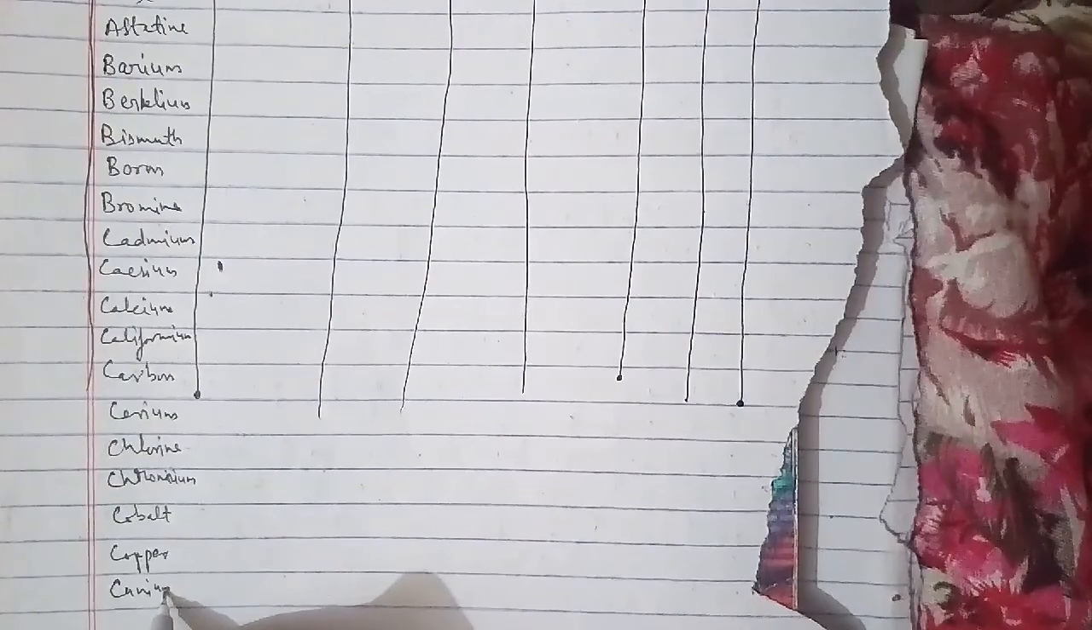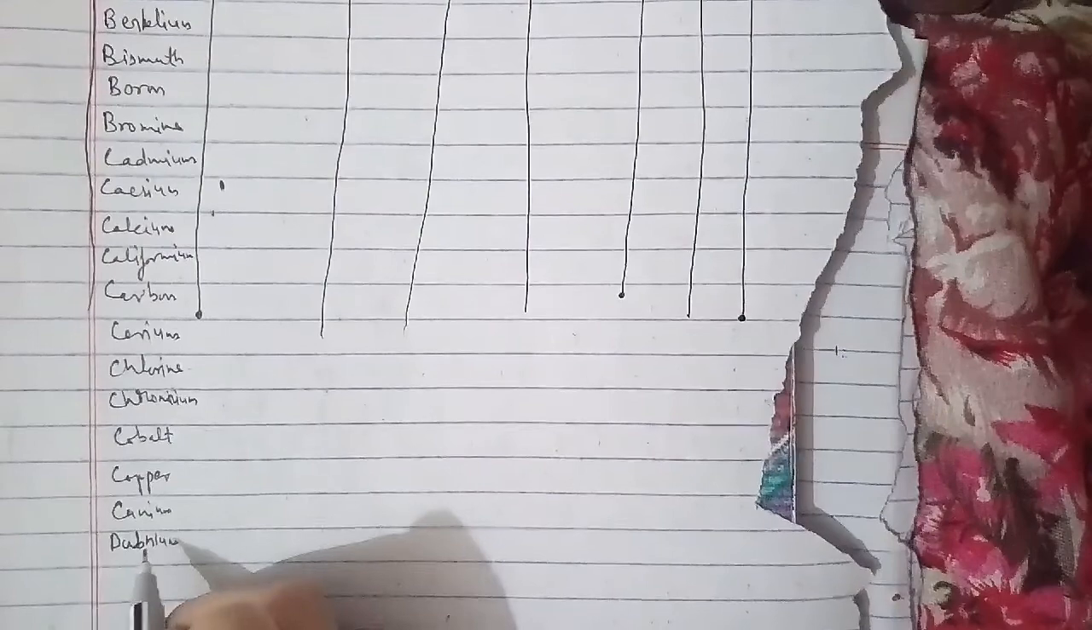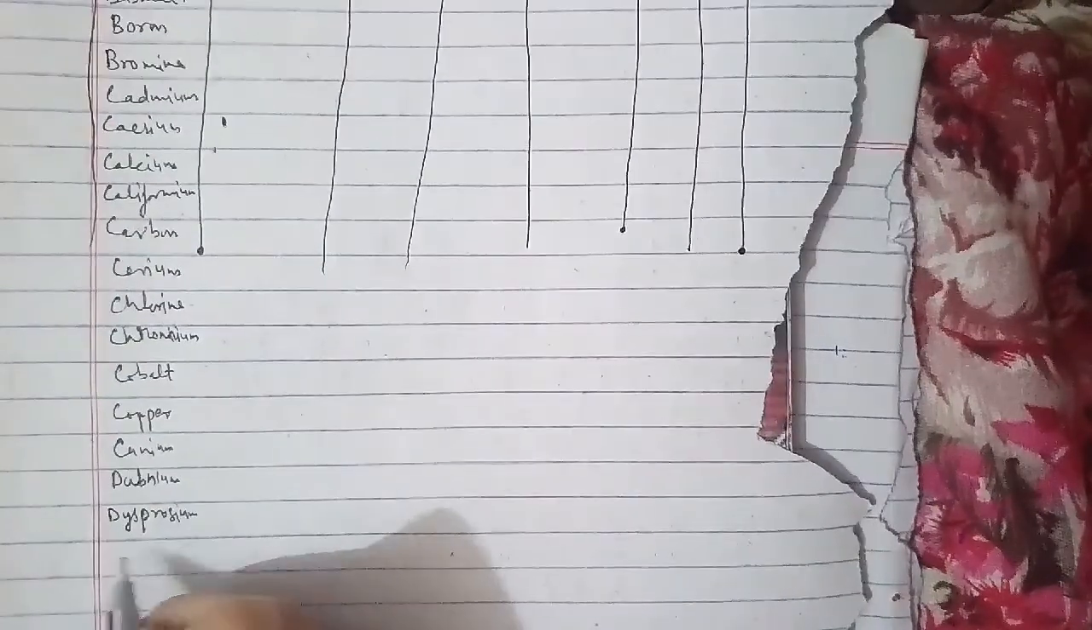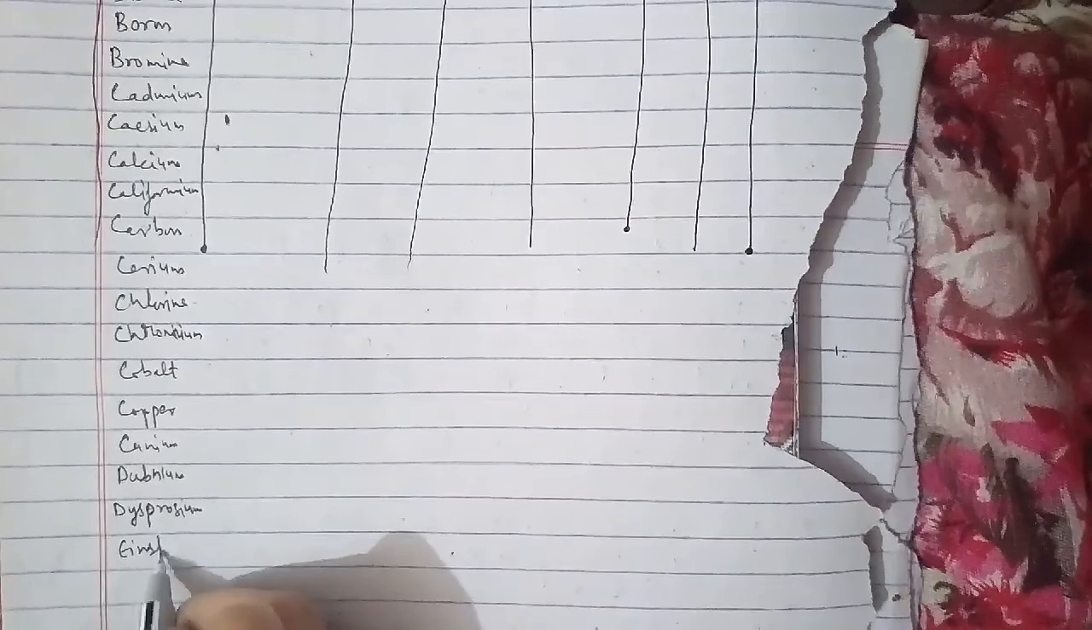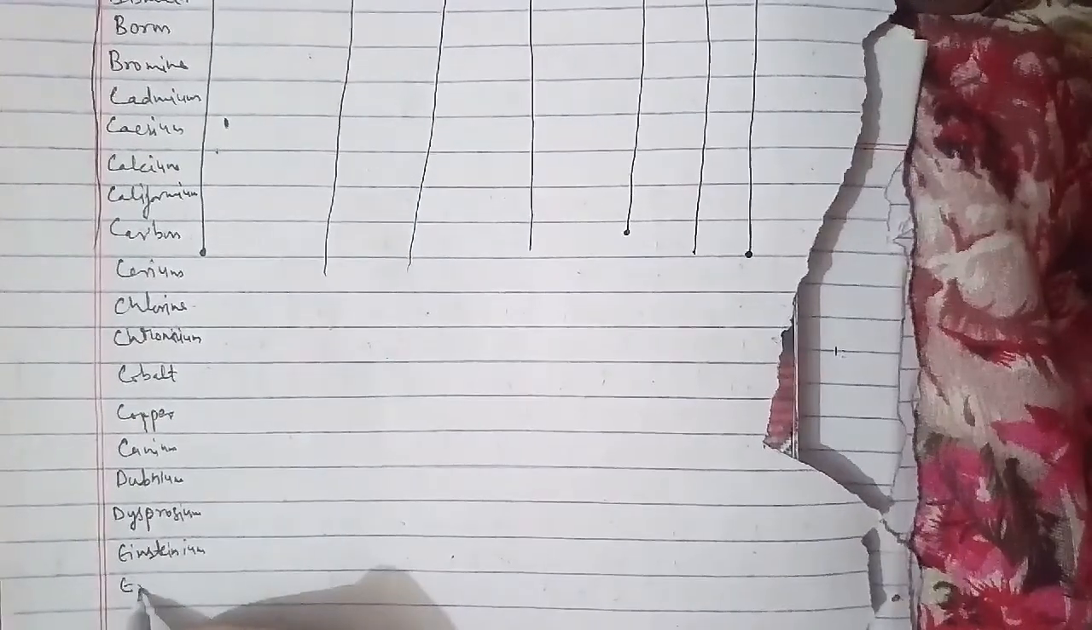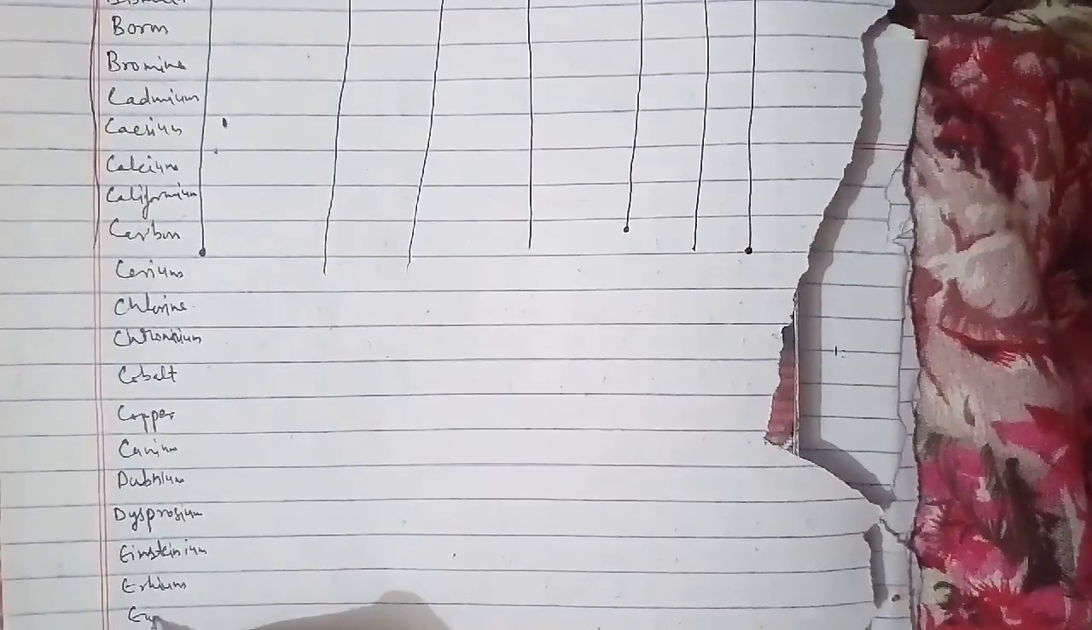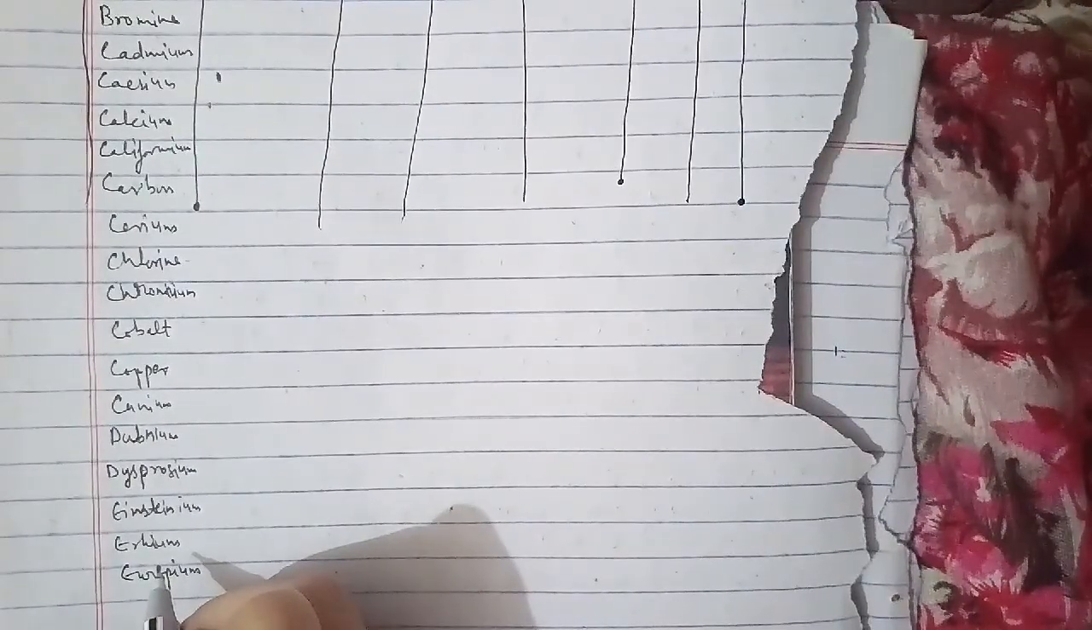Then we have dysprosium. Then we have einsteinium, which we had derived in the form of Einstein, einsteinium. Then erbium. Then we have europium. After europium we have fermium. Then we have fluorine. After that, francium.